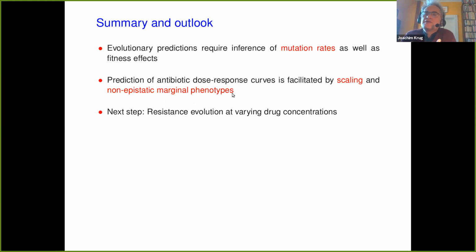Here the question is, how general is this observation? One of the things we're starting to do now is to use the model that I presented to look at resistance evolution at varying drug concentrations.